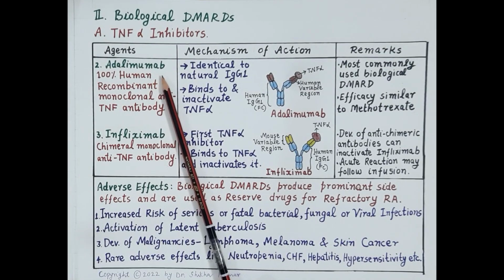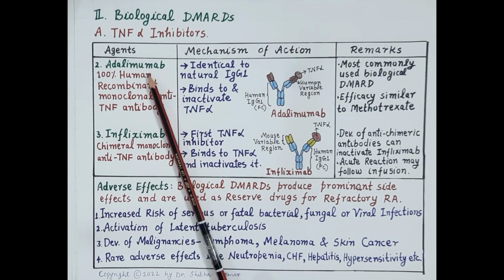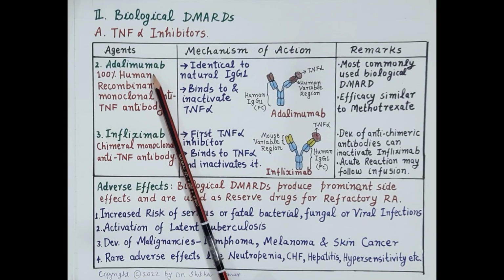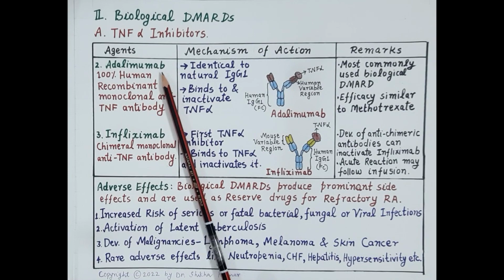Now, the next biological DMARD is adalimumab. Now, MAB refers to monoclonal antibodies. So, adalimumab is a monoclonal antibody. It is an anti-tumor necrotic factor antibody, that is, an antibody that binds to and inactivates tumor necrotic factor alpha.